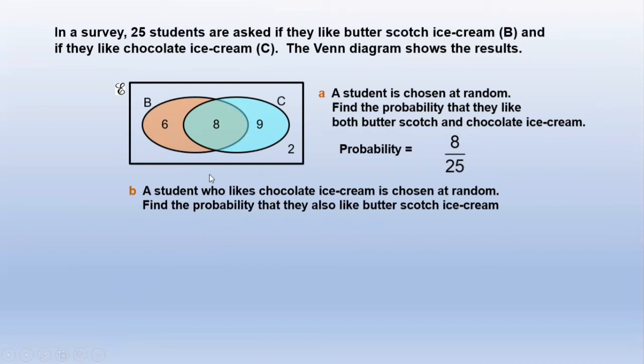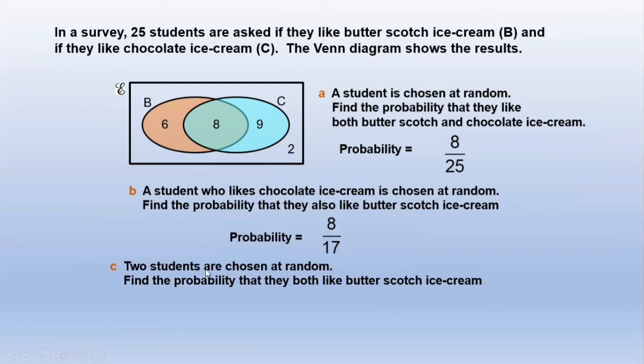Got it? Next, a student who likes chocolate ice cream is chosen at random. Find the probability that they also like butterscotch ice cream. So look at this. The favorable outcome is only 8, and the possible outcomes are out of the chocolate, which is 9 plus 8, that is 17. Got it?